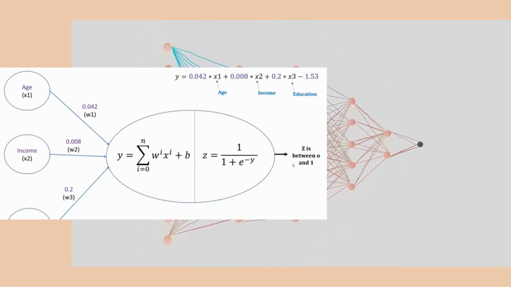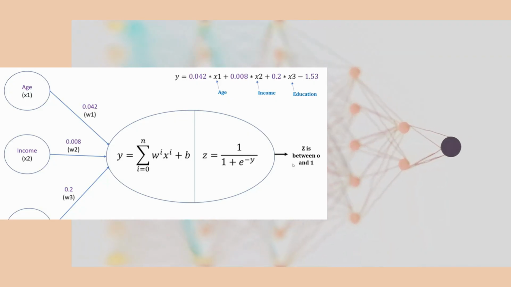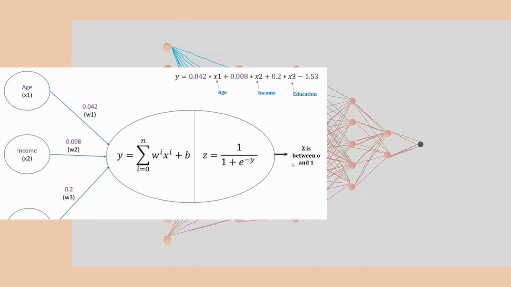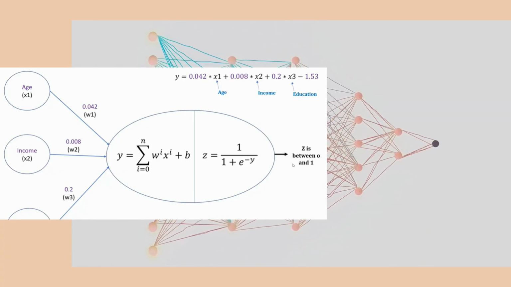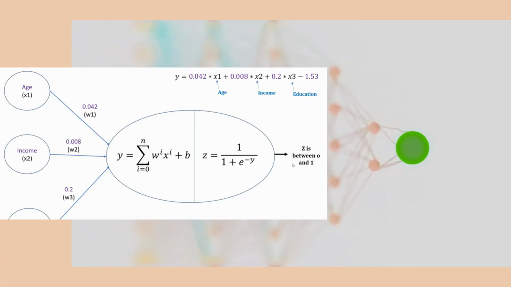Finally, we reach the gatekeeper, the activation function. This is a mathematical filter, like ReLU or Sigmoid, that decides the final output. It asks, is this total signal strong enough to pass forward? If the answer is yes, the neuron fires, sending a signal to the next layer. If not, the signal dies here.